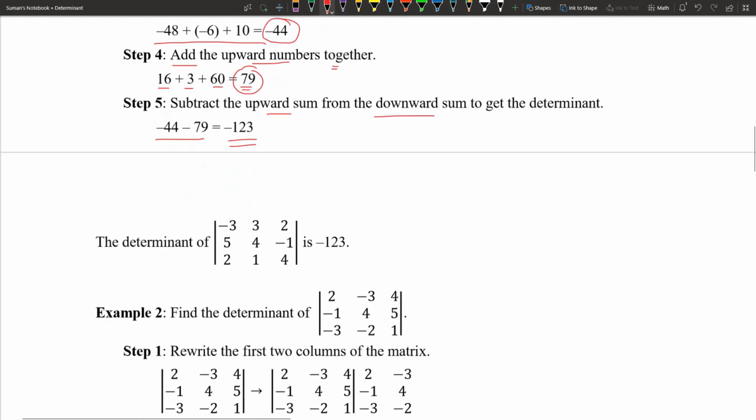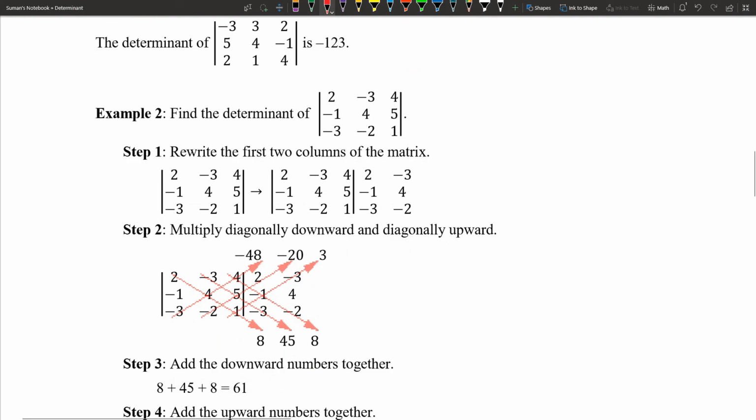Let's check once again with another example. Here we have to find out the determinant according to the rows. The first row is 2, minus 3, 4, the second row is minus 1, 4, 5, and minus 3, minus 2, 1 is the third row. So we have to rewrite the first two columns, that means 2, minus 1, minus 3 and minus 3, 4, minus 2. Here we have written.